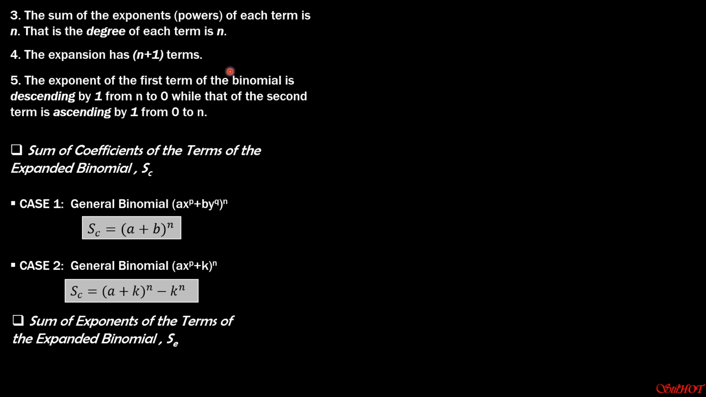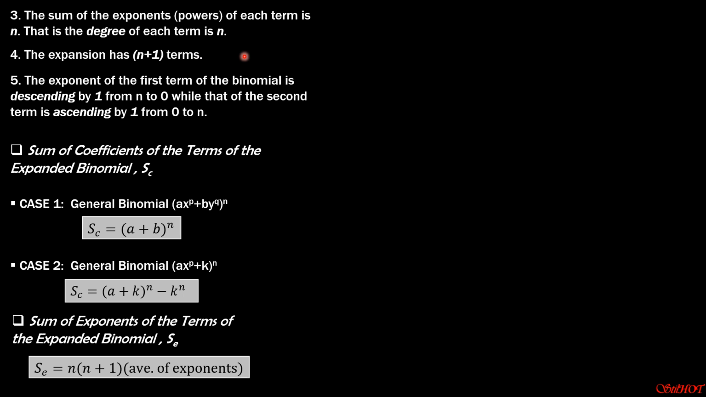But that is for (x + y) raised to n. Now about this general binomial here. So we modify that formula by multiplying by the average of exponents. So this is now the formula, n times (n + 1), applicable only for (x + y) raised to n, where the exponent of x is 1 and the exponent of y is also 1. But how about for this situation here, where the first term is ax to the p plus by to the q?